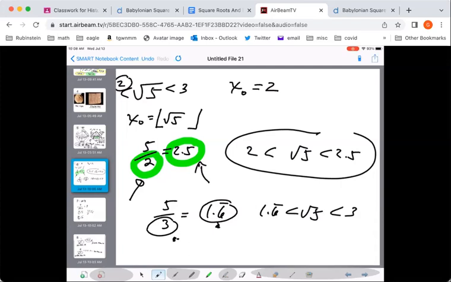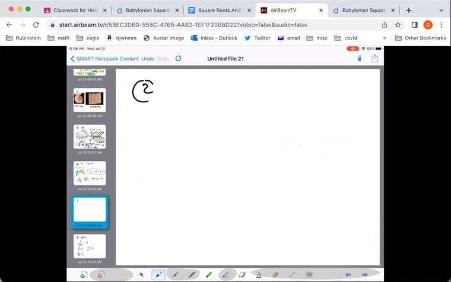Okay, so let me come back here or start over. The goal is to get the square root of 5. Our first guess was 2 because the square root of 5 is between 2 and 3, and I'm going to use the biggest number that's less than the square root of 5. Although this algorithm would work if I chose any number, I want to choose something a little less than the square root of 5.